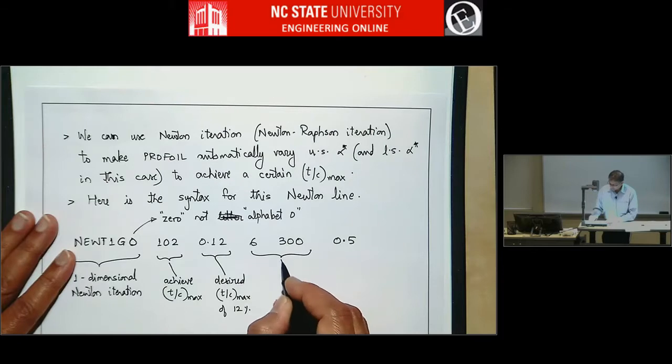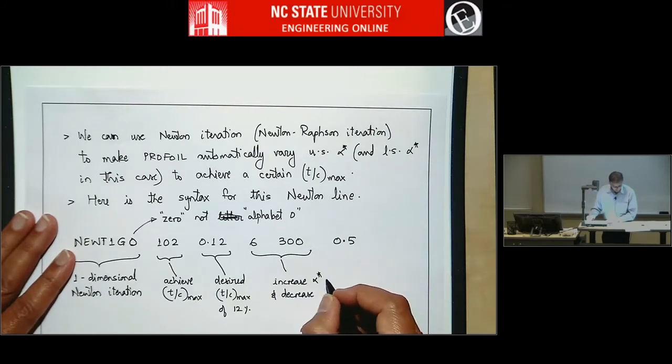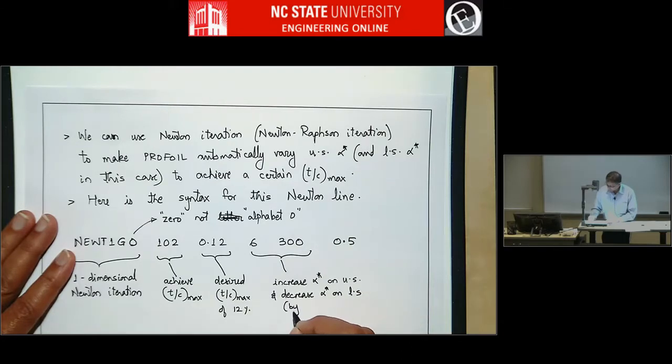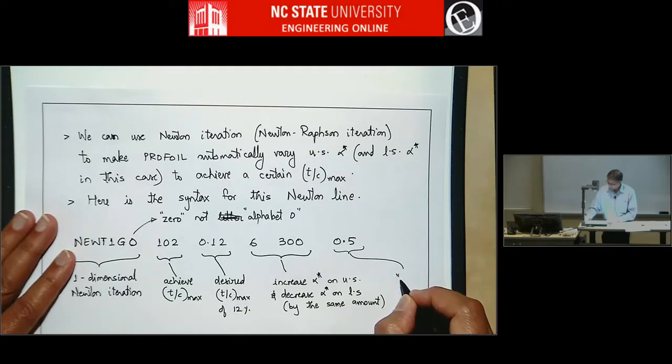6 and 300 means the knobs. You are essentially telling what knobs you want Profile to use. Increase alpha star on the upper surface and decrease alpha star on the lower surface by the same amount. And this is called a clamp, or you can think of it as a damping factor for the iteration.